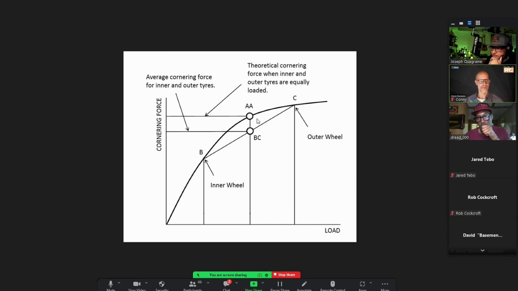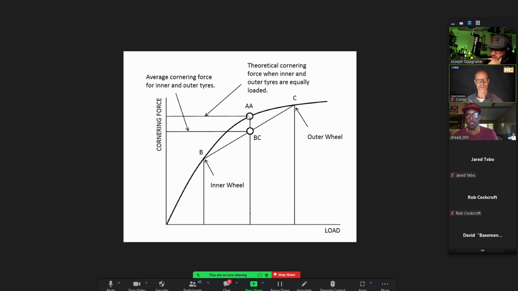In reality, when you're driving around a corner, the outside tire will have more grip, and the outside tire will be heavier loaded, and the inside tire will be less loaded, so more lightly loaded. Now, when you average that out, this point BC is the amount of grip on the rear axle in this case. So you can see that there's a difference here.